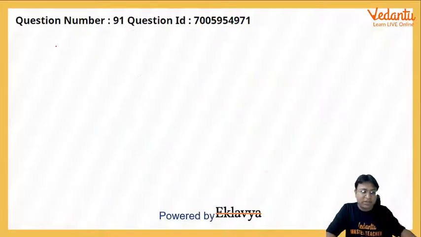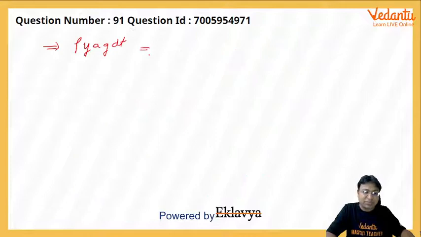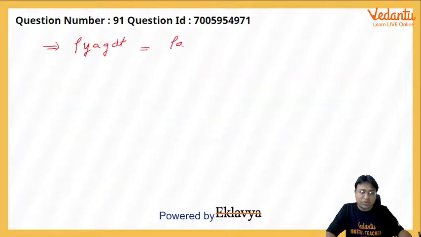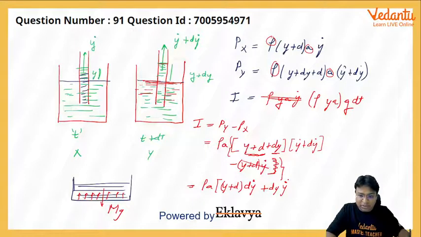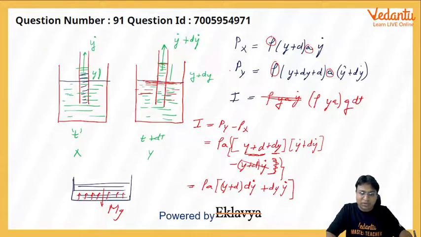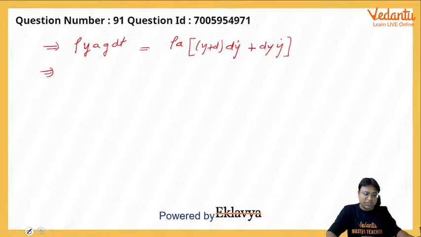So now if I write here, impulse was how much? It was rho y a g dt. Is that right? Rho y a g dt. This becomes equal to rho a, bracket start, y plus d into dy dot, plus dy into y dot. Now what we are going to do, we are going to bring this dt on the other side.